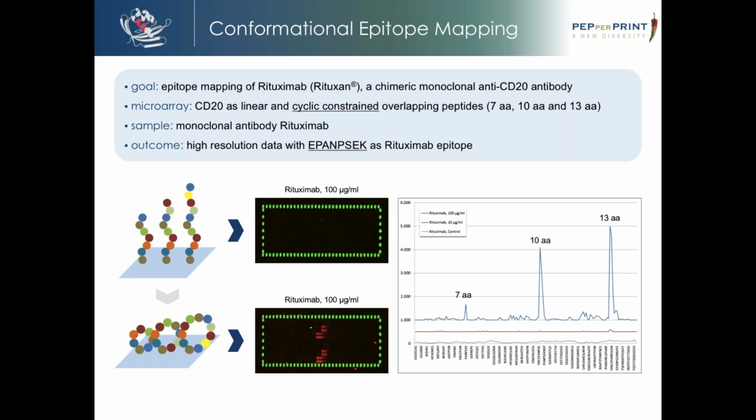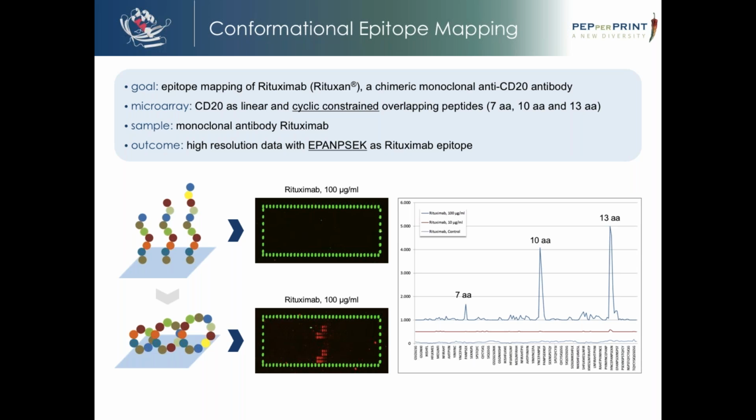To identify the epitope of rituximab with our peptide microarray technology, we translated CD20 into overlapping linear and cyclic constrained peptides. To cover different protein conformations, we worked with 3 different peptide lengths to mimic different protein loop sizes. The incubation of the microarray with the linear CD20 peptides did not show any interaction with rituximab, as shown here with the flat line in the intensity plot. However, in the cyclic constrained peptides, we observed clear signals that increase with peptide length and hence loop size.